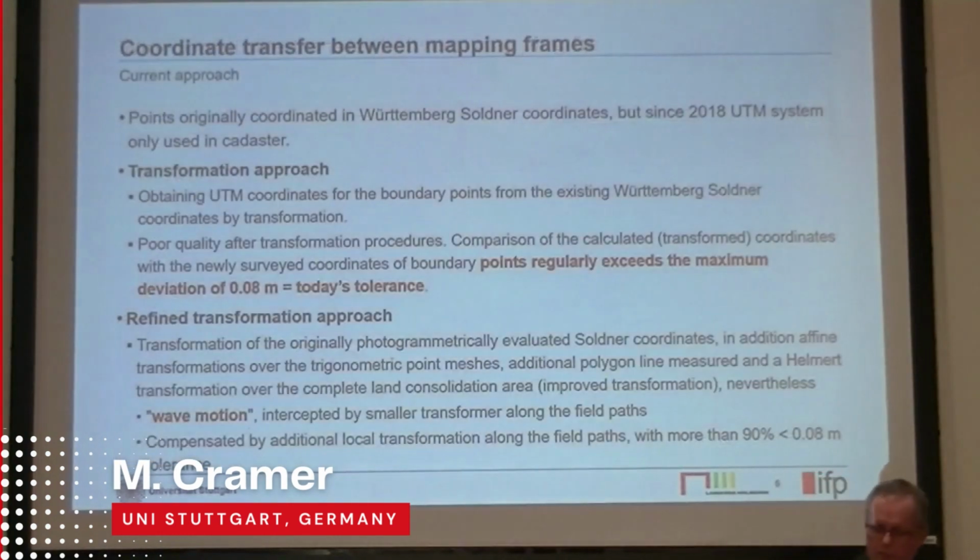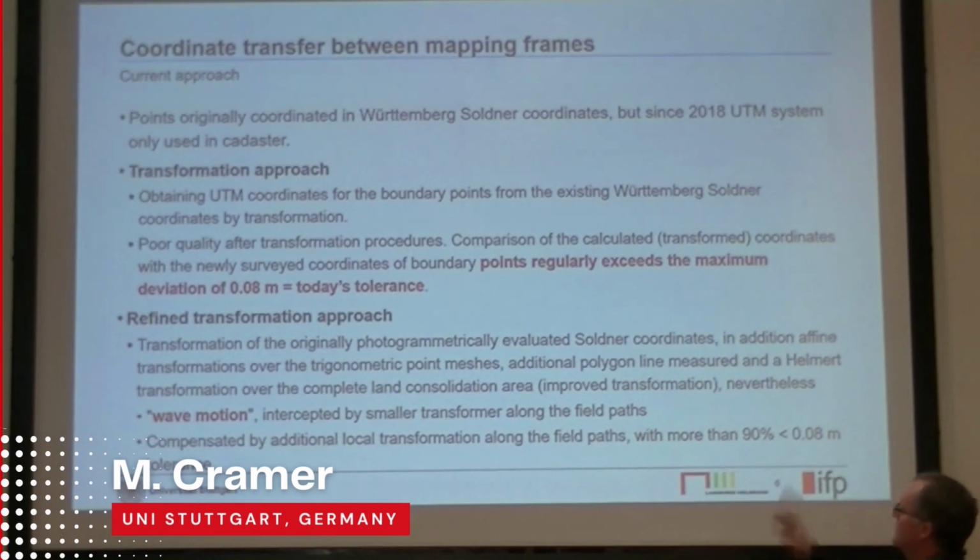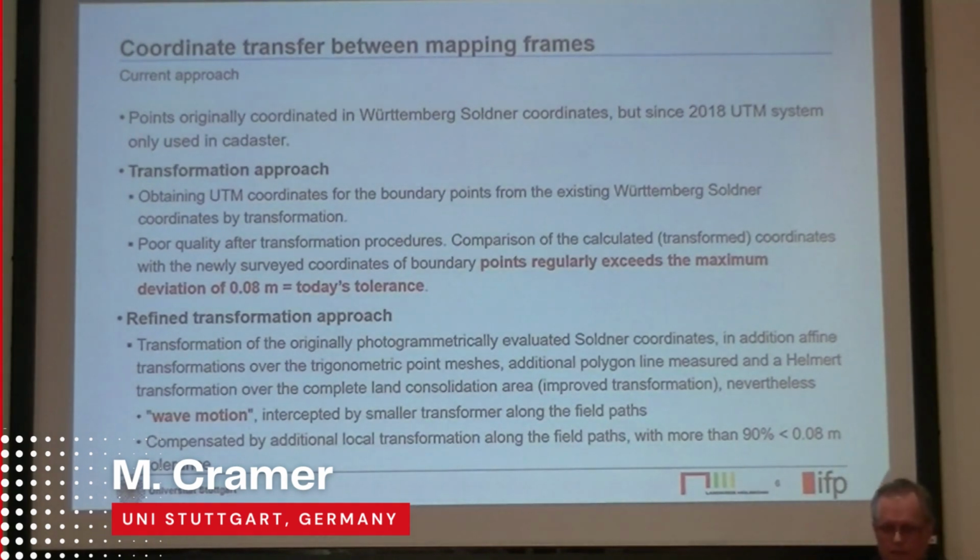And then they started, as always, we are geodesists, we know transformation: we have some identical points, we apply a transformation, and then we get the coordinates in UTM. What they noticed was that in those areas where there was cadastral photogrammetry, the quality of the transformed points is much lower than in other areas, and by far exceeds the 8 centimeter tolerance accepted nowadays. And then they asked, why did this happen?